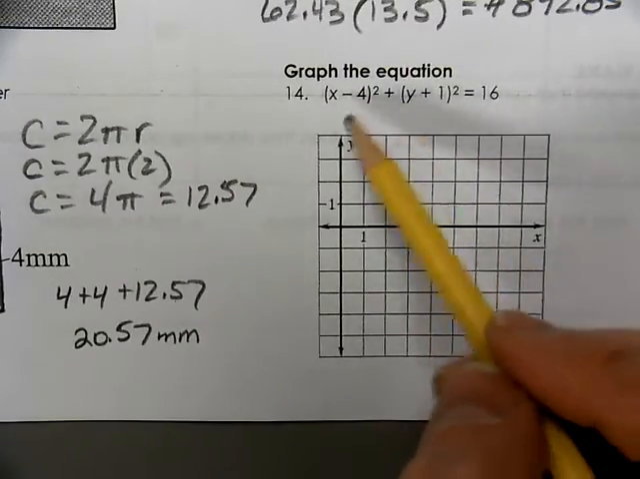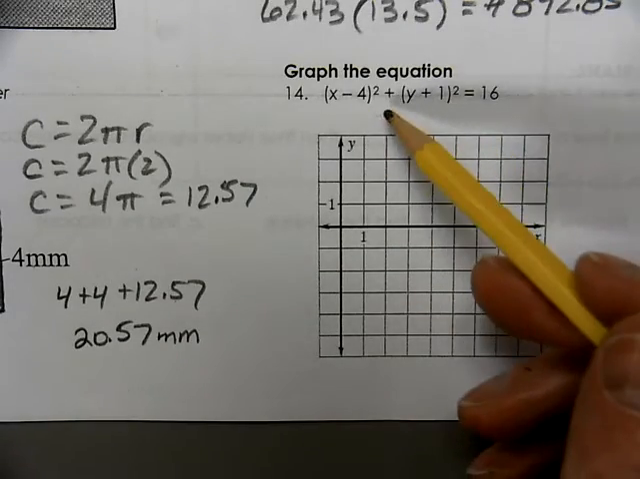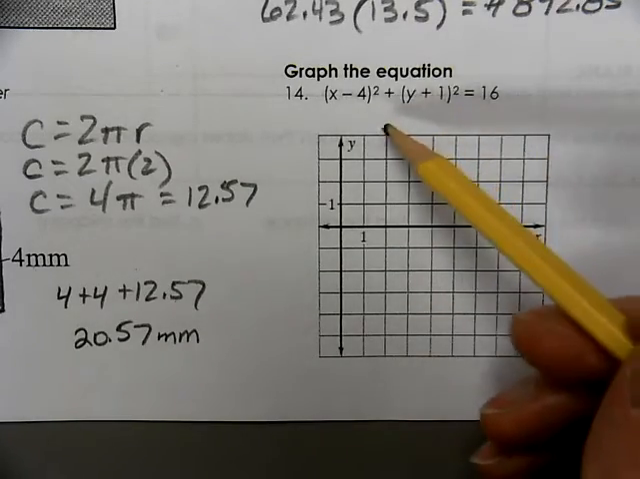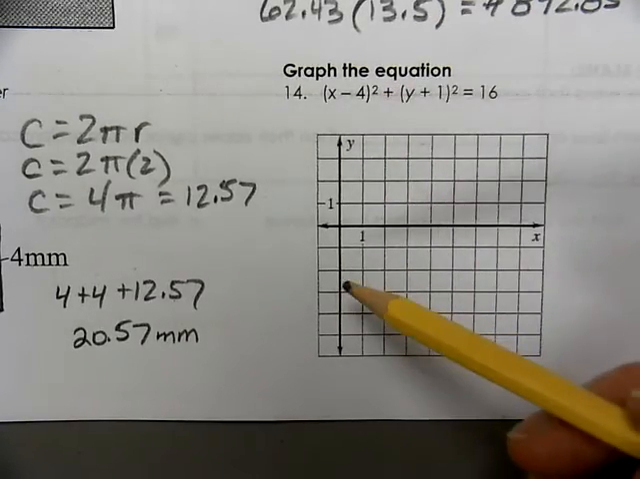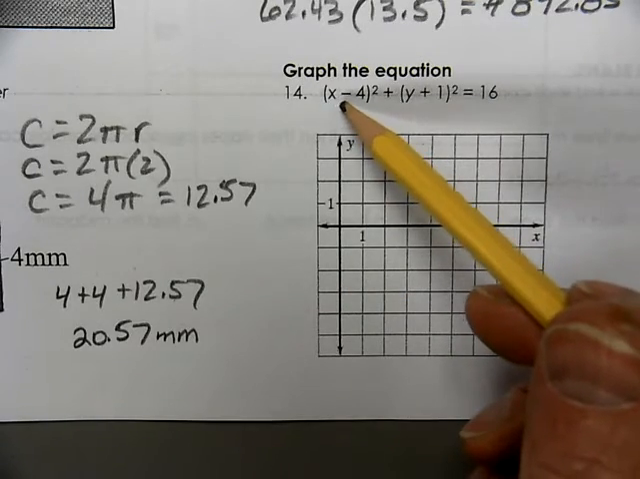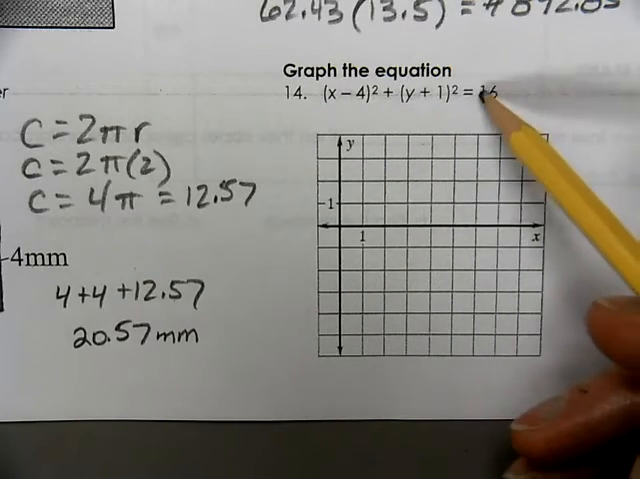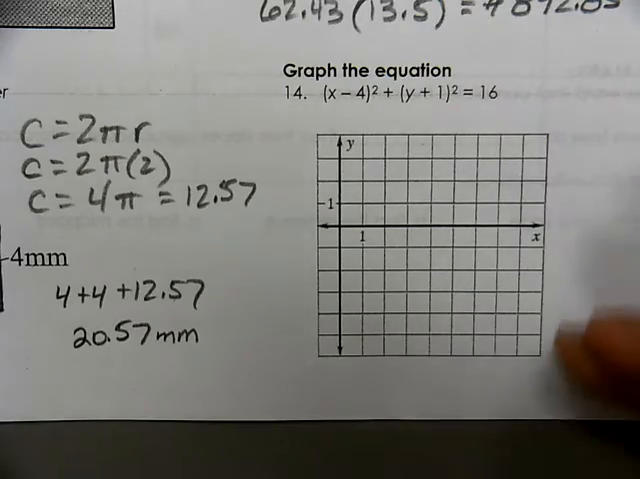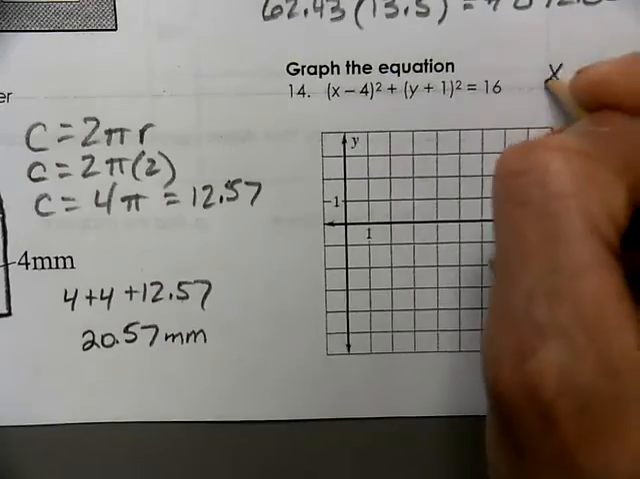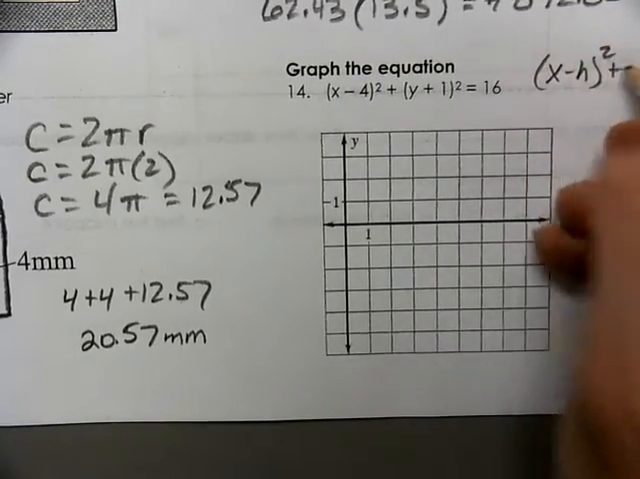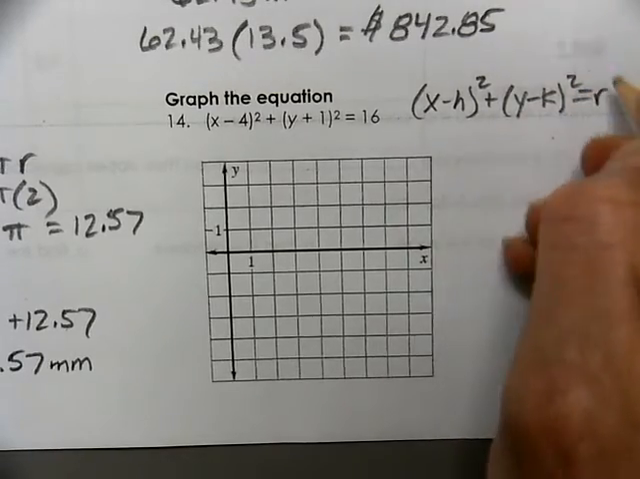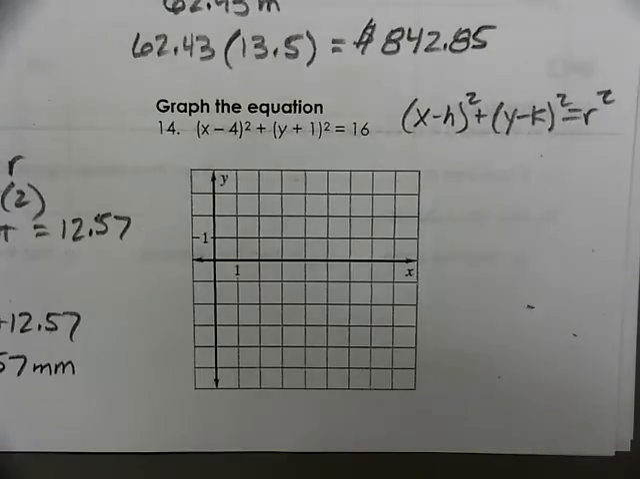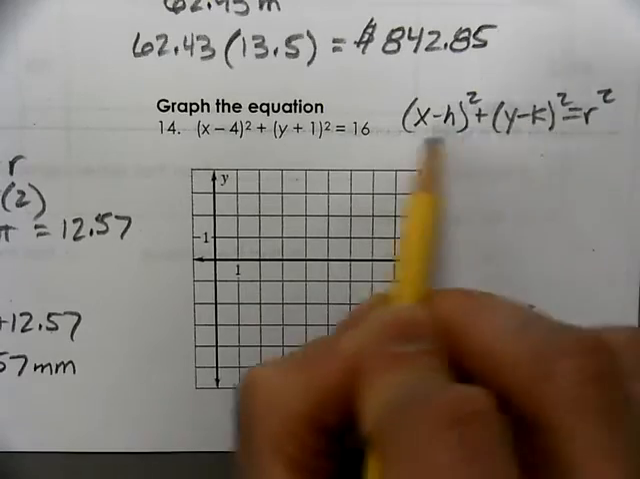The equation of the graph is here. We're going to graph the circle. We know it's a circle because we have x and y both squared. There's a plus in between. And we see that it equals the radius squared. That's the formula for an equation of a circle. X minus h squared plus y minus k squared equals r squared. If you know how the equation works, then you know what the numbers mean. The h and k is your center.